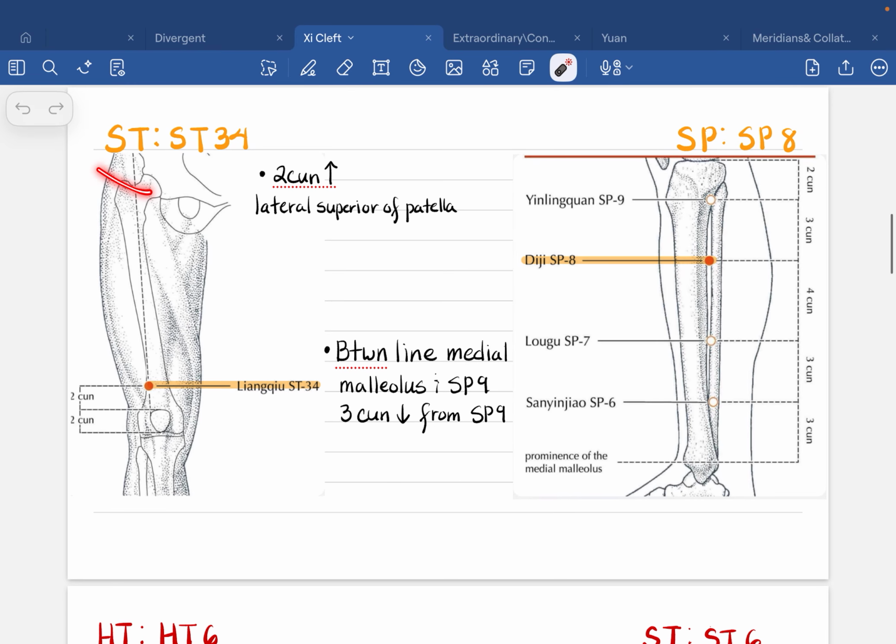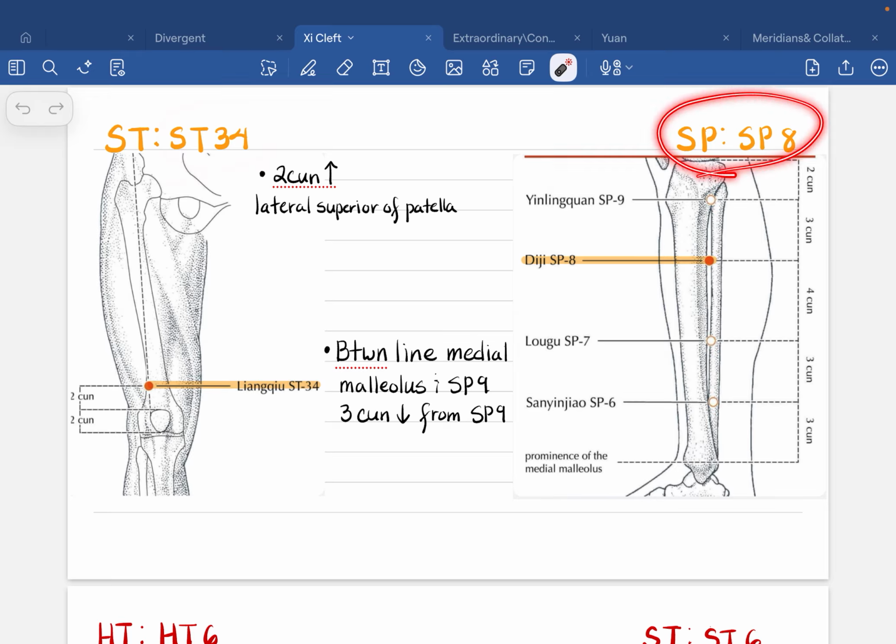Now for the stomach and the spleen. The cleft point for the stomach is stomach 34. How do we find this one? It's lateral and superior to the patella. So this is the patella. Lateral means outer, right here on this side. It's superior to the patella, and then it's 2 cun up from that. And that would be stomach 34.